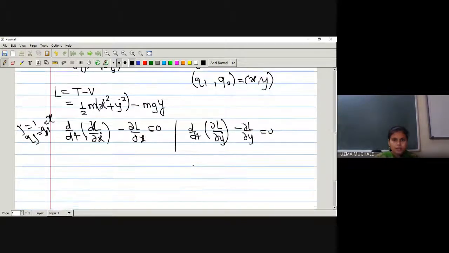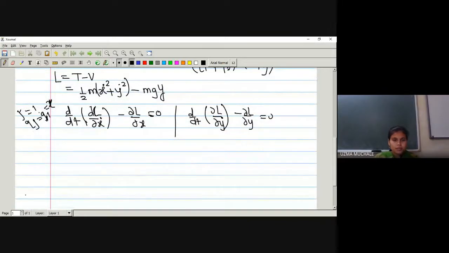Okay. Now we have the value of L. If you know the value of L, you can differentiate with respect to x dot as well as with respect to y dot. Again, we can differentiate with respect to x and y for the equation L. Correct? Now you have to tell me the derivative of L with respect to x dot. Everyone be attentive and tell me the derivative at least.